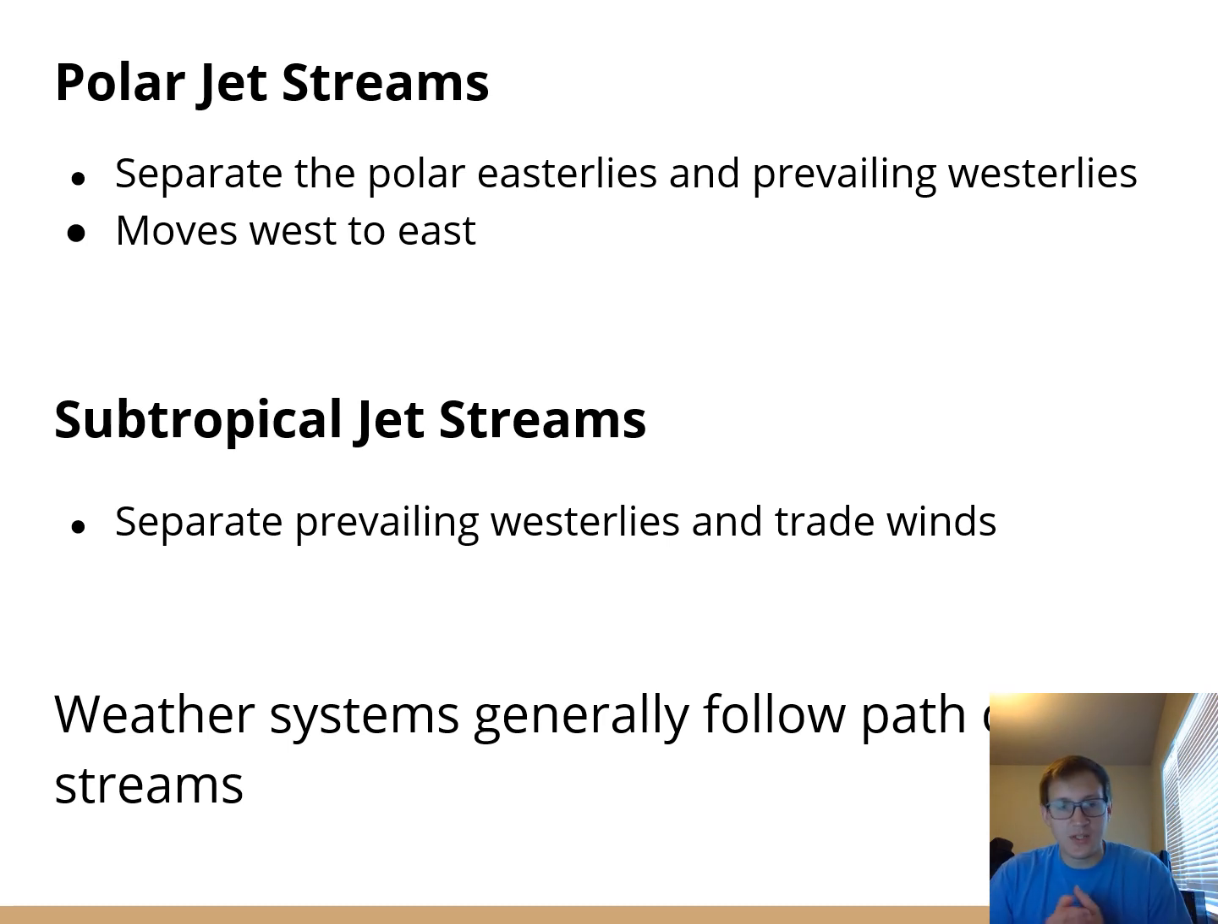Okay, so the two that you need to know are the polar jet streams. They separate the polar easterlies and the prevailing westerlies. They also move west to east and are also attributed to moving our weather systems. The subtropical jet streams separate the prevailing westerlies and the trade winds. And like I said at the bottom, weather systems generally follow the path of these jet streams.